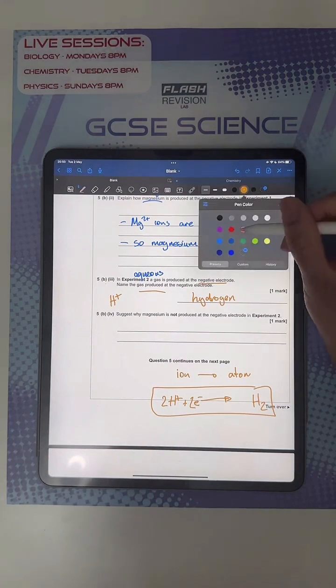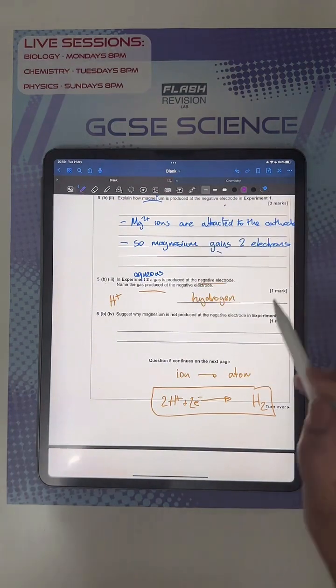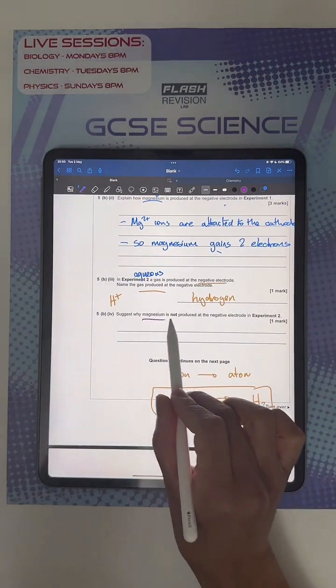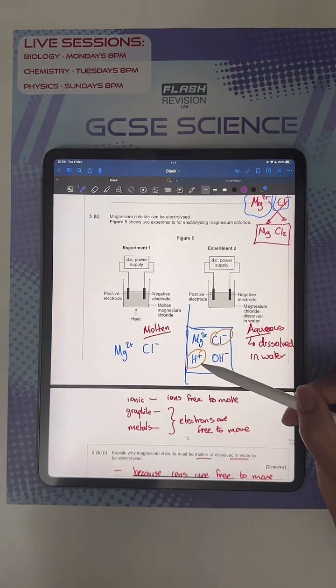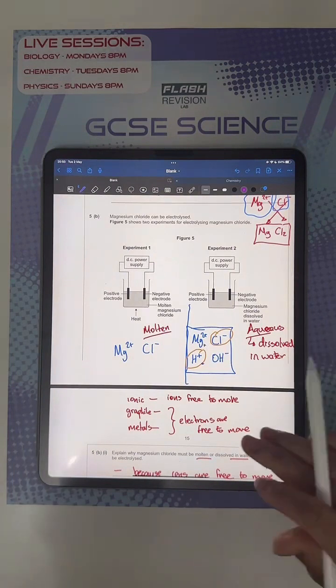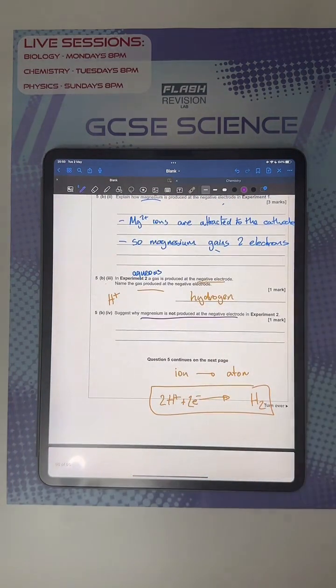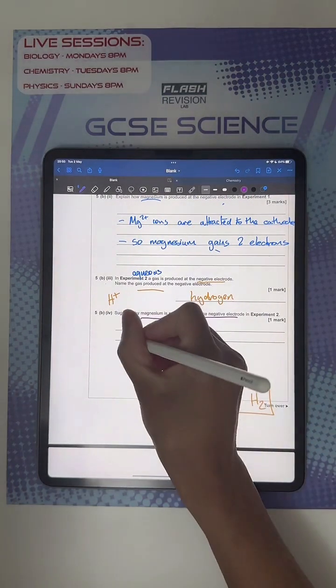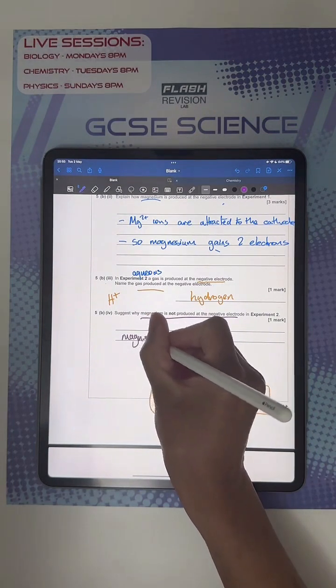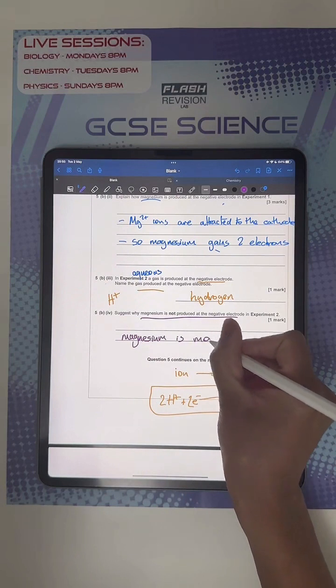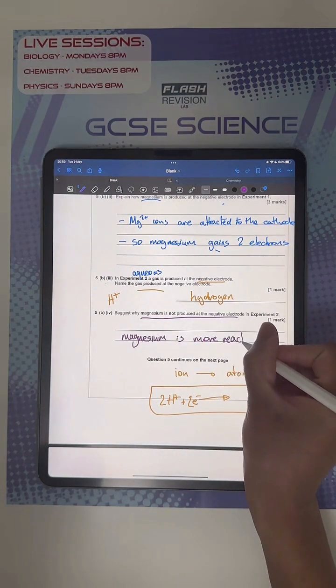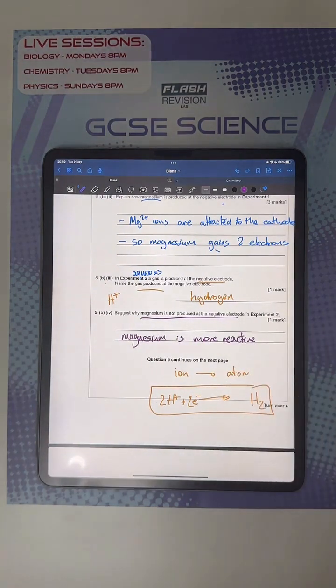Suggest why magnesium is not produced at the negative electrode for 1 mark. So it's basically asking, why is it H plus? Why is it not magnesium? So it's the rule. What do we say for 1 mark? Because magnesium is more reactive, exactly. Excellent.